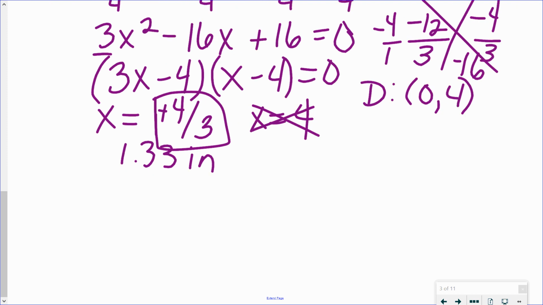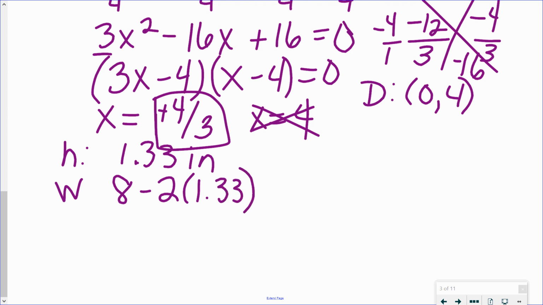Now, if you look back at the original question, it asked us what the dimensions are. This is our height. Our width was 8 minus 2x. We're going to plug in 1.33 for the x. So 8 minus 2 times 1.33 gives us 5.34. And our length will be the same, which is 5.34.